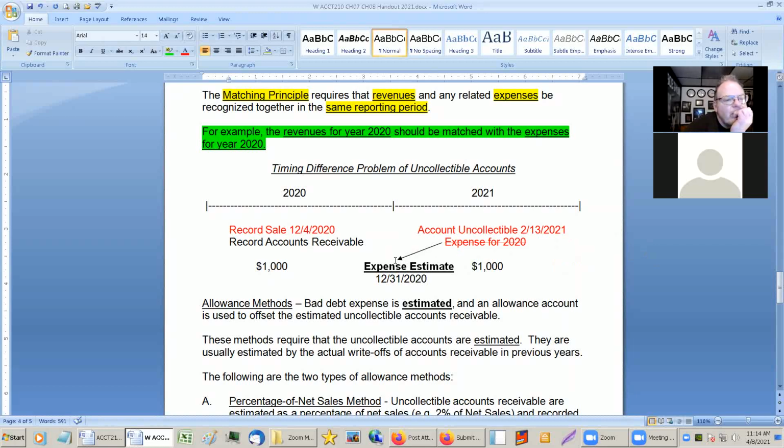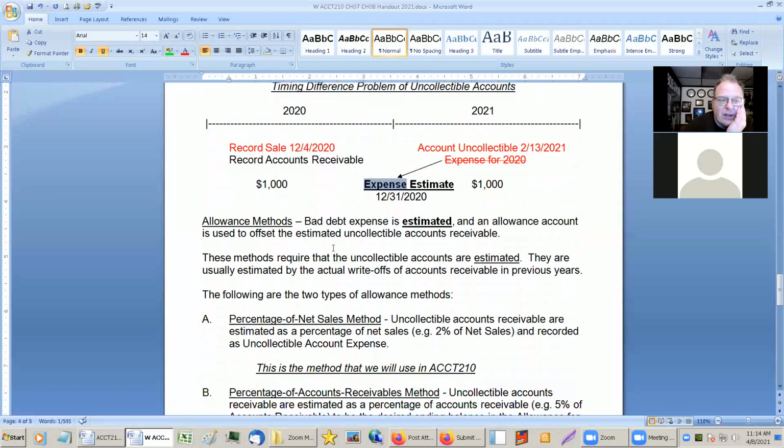Okay. So we're going to make an estimate of what's going to go bad. And we're doing that so that we can get this expense to match up with the revenues or the sales. All right, so there's going to be an estimate. And so that's kind of what the whole thing is here.